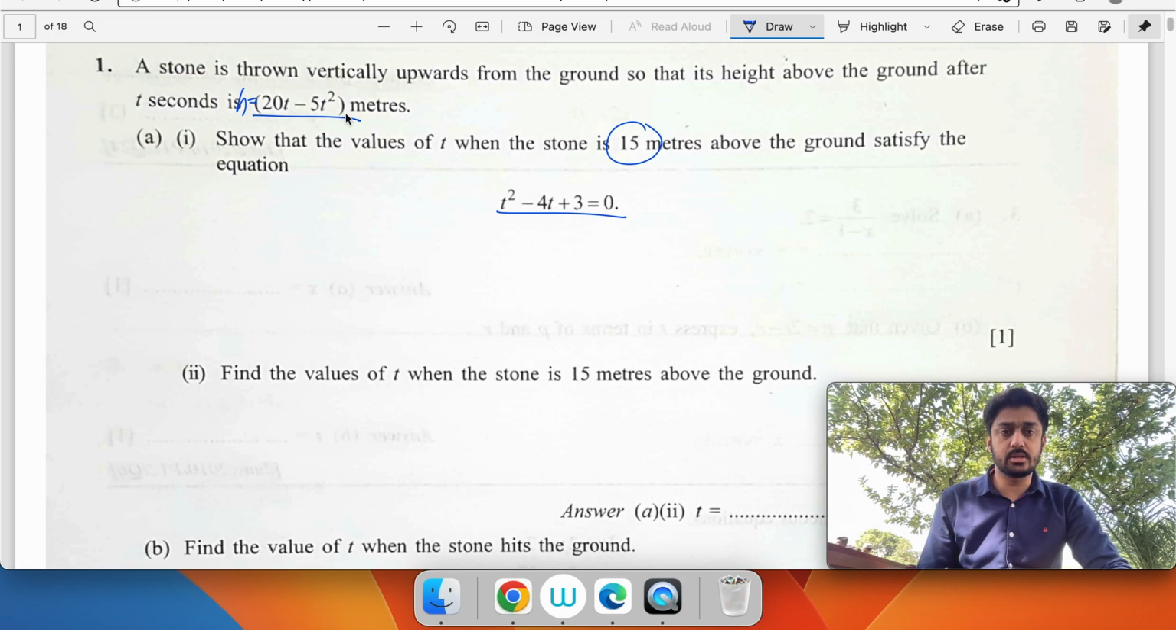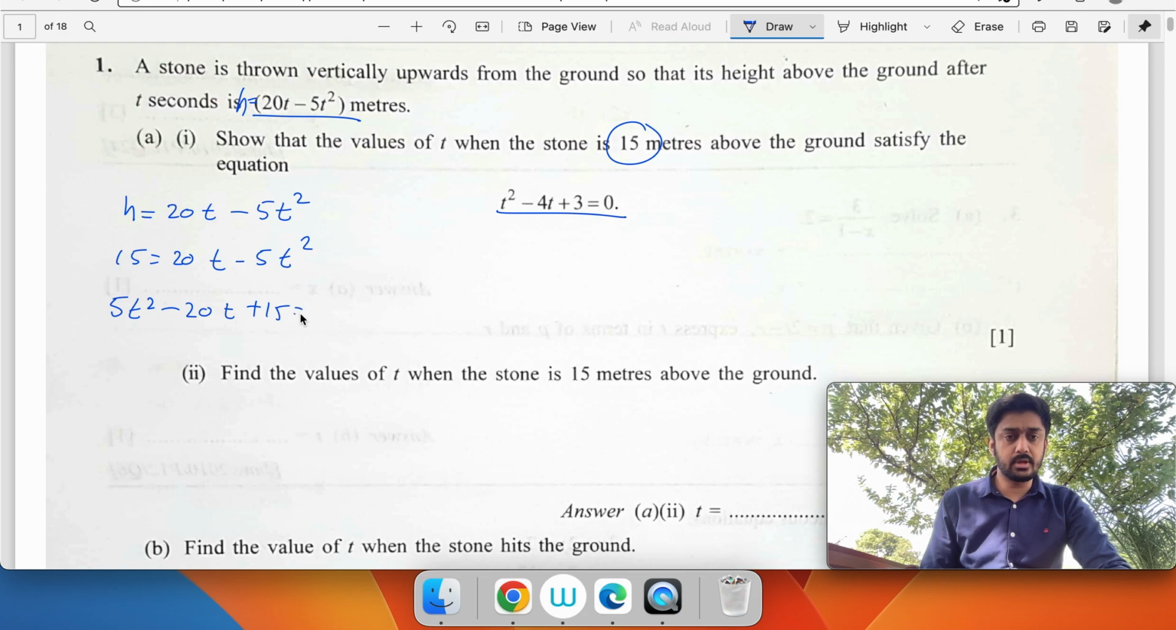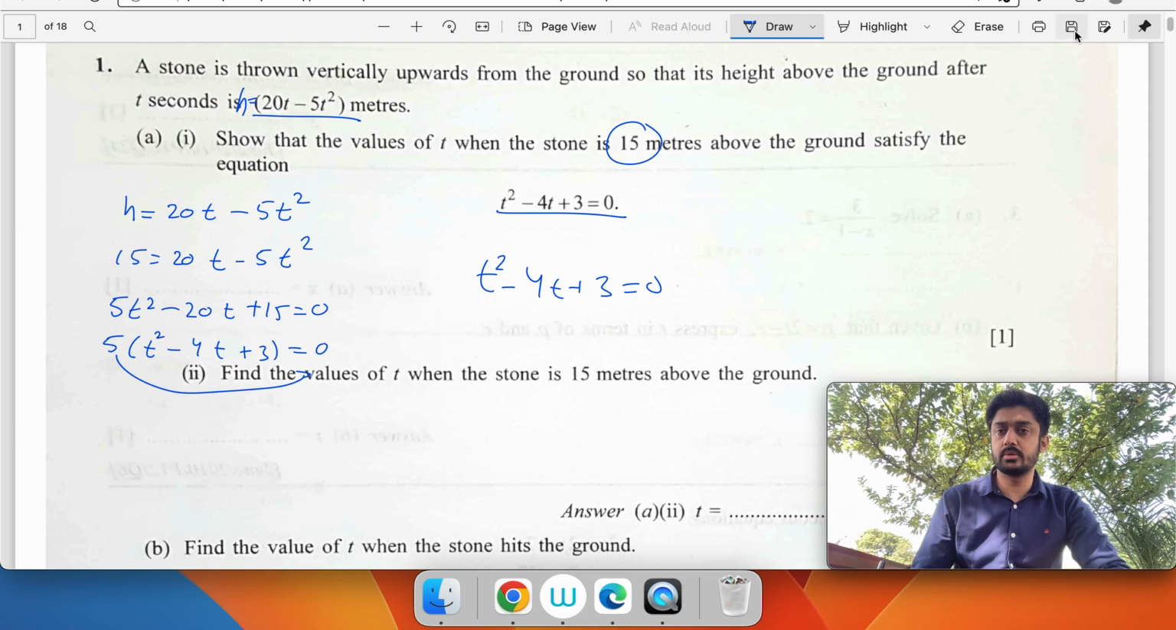So when it is 15 meters above the ground, let us write the equation. H equals 20t minus 5t square. Height is 15. So we just need to simplify the equation and make this form. I'm taking 5t square to the other side: 5t square minus 20t plus 15 equals 0. Now you can take out 5 as common, and we are left with t square minus 4t plus 3 equals 0. Divide by 5 on the other side and you're left with the desired equation: t square minus 4t plus 3 equals 0.